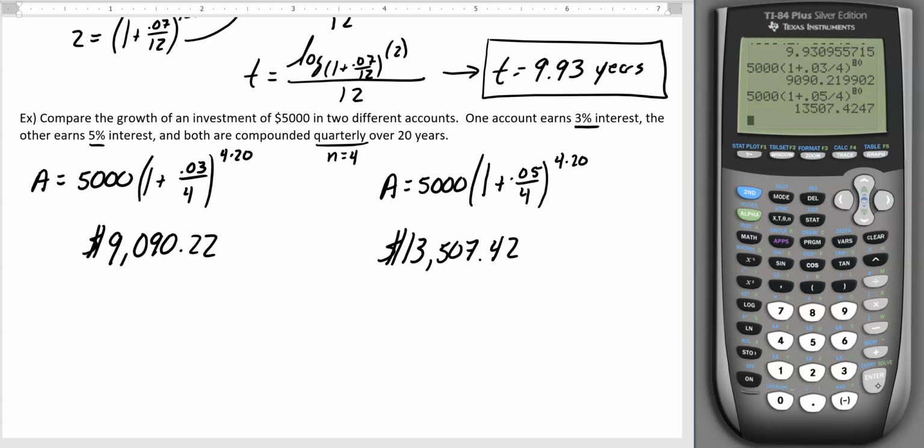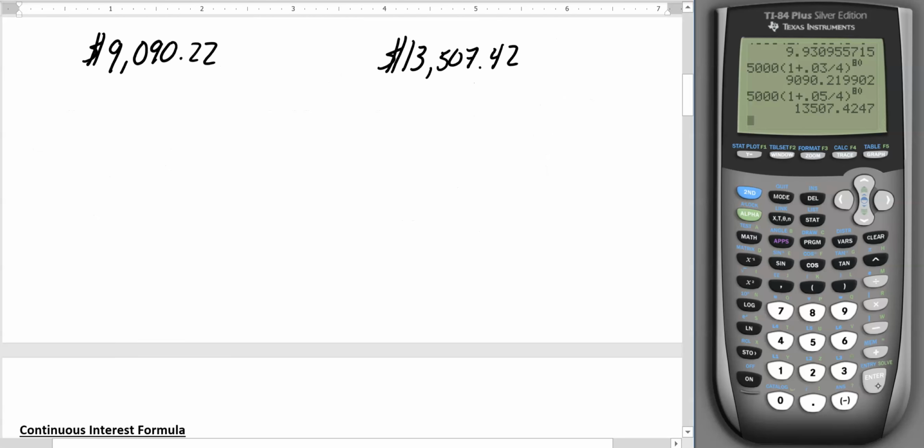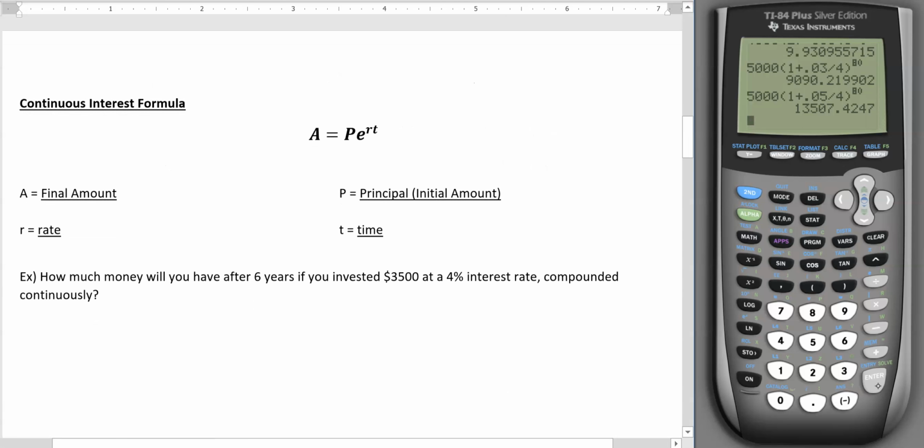And there we go. So that's the difference that just 2% of interest makes over 20 years, almost $4,000, over $4,000. Wow. It's pretty awesome. So that's the compound interest formula. Next, we're going to look at the continuous interest formula.